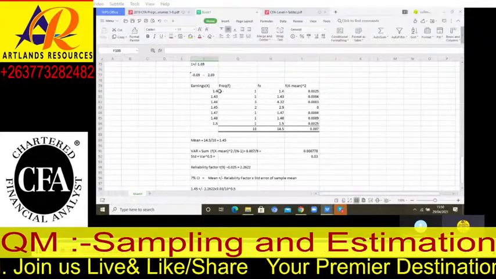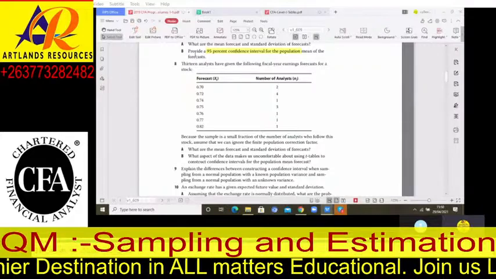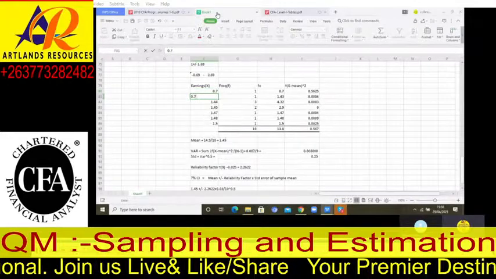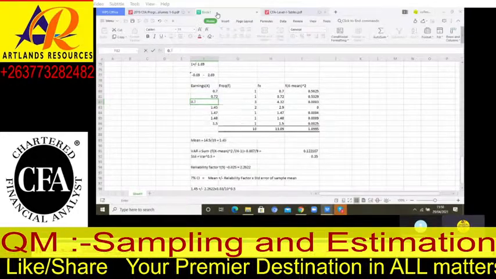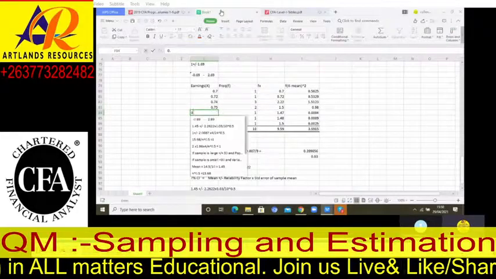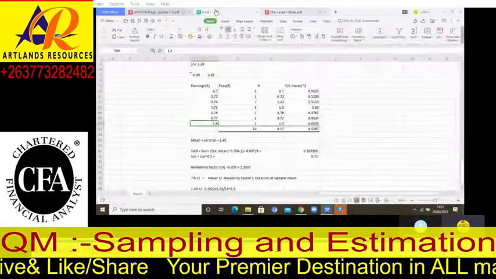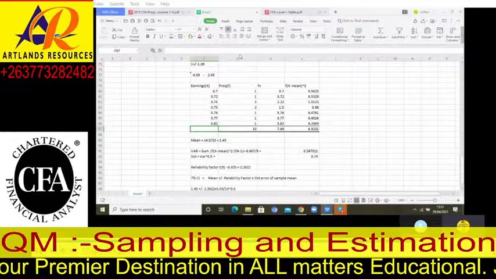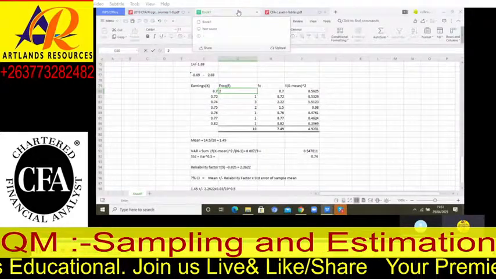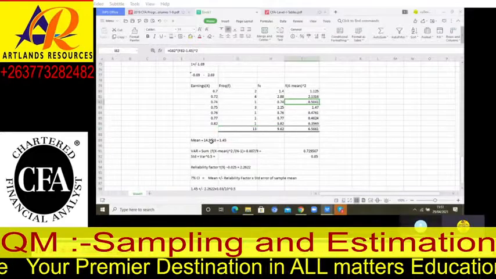I'm keying in the figures on the same table. So it's 0.72, 0.74, 0.75, 0.76, 0.77, and the last one, 0.82, and then the frequencies are 2, 4, 1, 3, 1, 1, 1. All right. Notice it has already calculated itself.